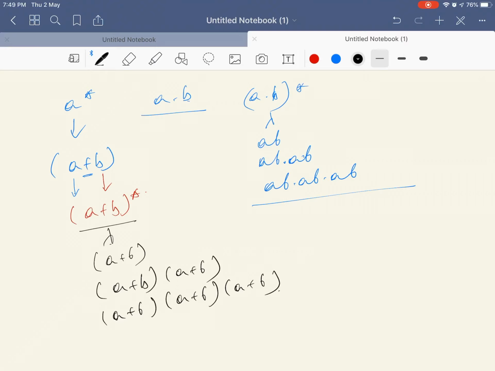Any number of. So now from this A plus B, either I can take A or B, from this A plus B either I can take A or B, or from this A plus B either I can take A or B. So in this way I can form the entire (A plus B) whole star. Now I hope it is a little bit clear.